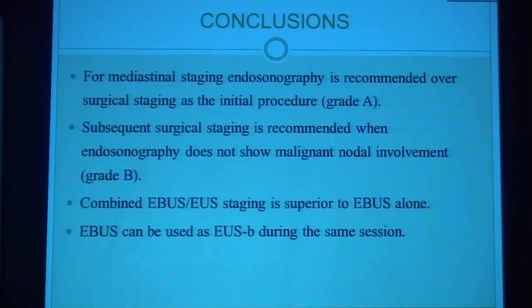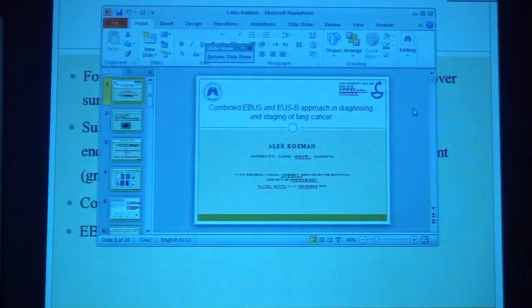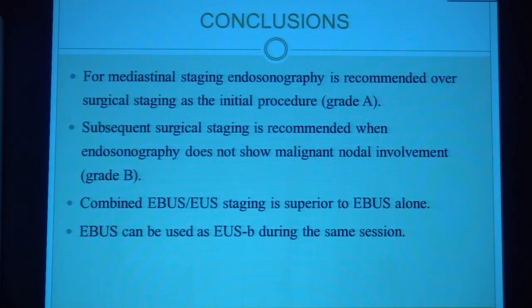So my conclusions are: it seems that I'm right on time. With the standard staging of lung cancer patients, we can safely choose EBUS TBNA and EBUS fine needle aspiration as the first method. Then mediastinoscopy, if you're not satisfied. These are basically my conclusions. Thank you very much.